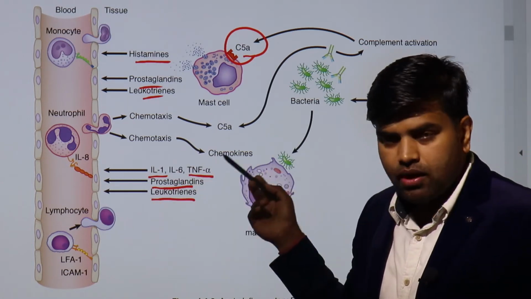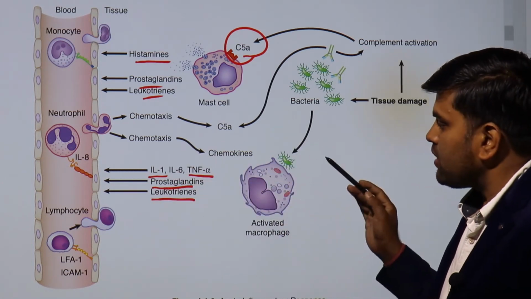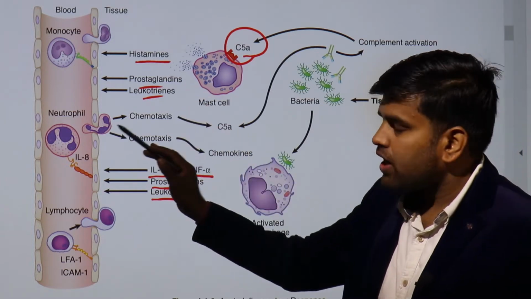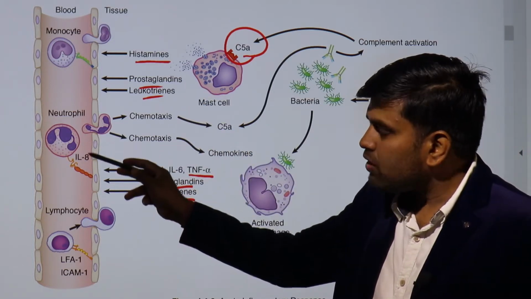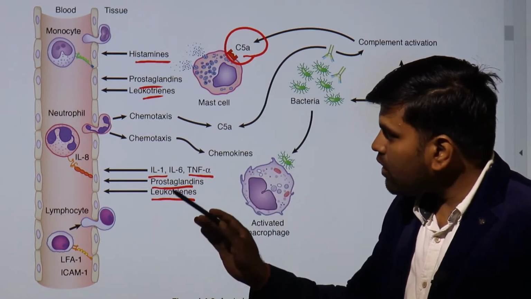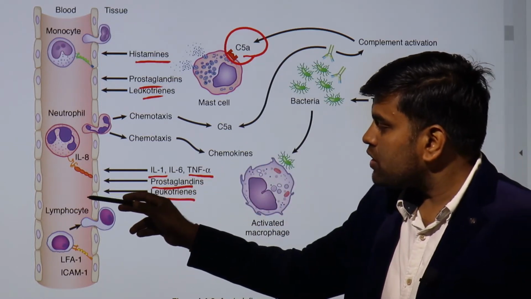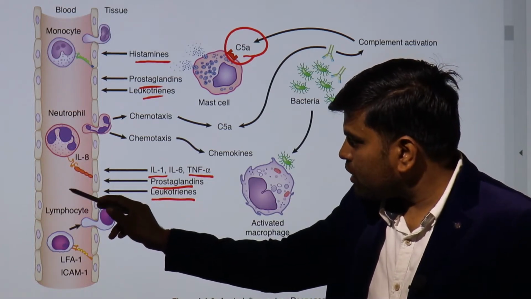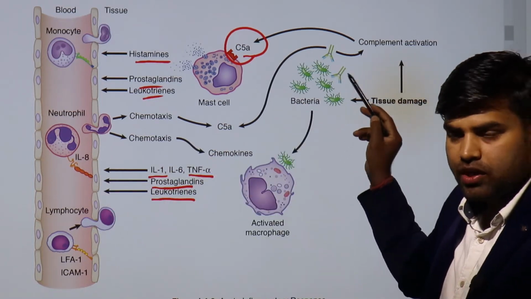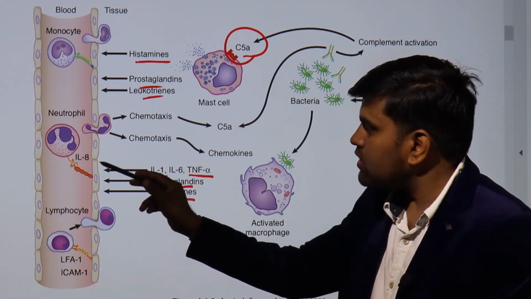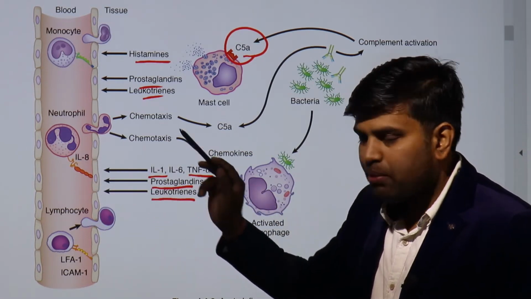How will they come? It is step by step. Initially, the prostaglandin or histamine will dilate the blood vessel. The neutrophils which are flowing in the center will now come to the periphery. Once they reach the periphery, they need to get out of the blood vessel to reach the tissue damage site, or where the bacteria is present. So initially there is vasodilation, and the neutrophil has come to the periphery.